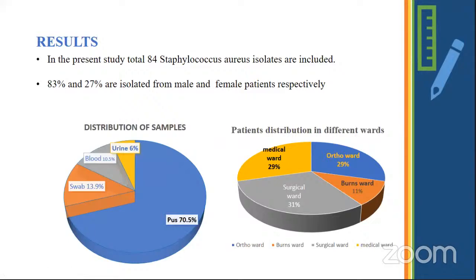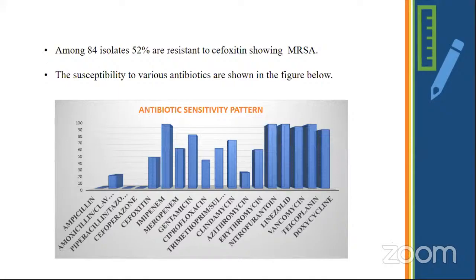Results: in the present study, a total of 84 Staphylococcus aureus isolates are included, out of which 73% are males and 27% are females. 70.3% of isolates are from pus, mostly from the surgical ward and orthopedic ward. Among 84 isolates, 52% are resistant to cefoxitin, showing MRSA. Antibiogram showed 100% susceptibility to imipenem, then nitrofurantoin and linezolid, and doxycycline showed 90% susceptibility.